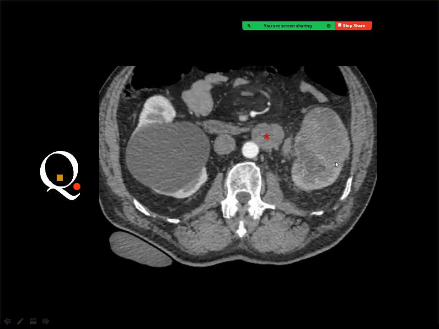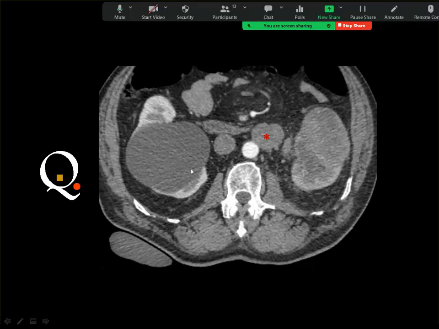Yes, metastatic lymph node, right answer. And this is a solid mass in the left kidney, diagnostic of renal cell carcinoma, and this is para-aortic mass representing metastatic lymph node, and this is a simple cyst in the opposite kidney.